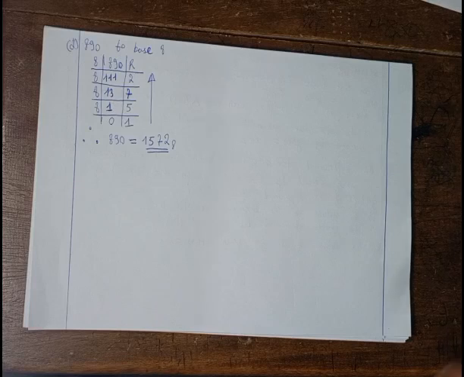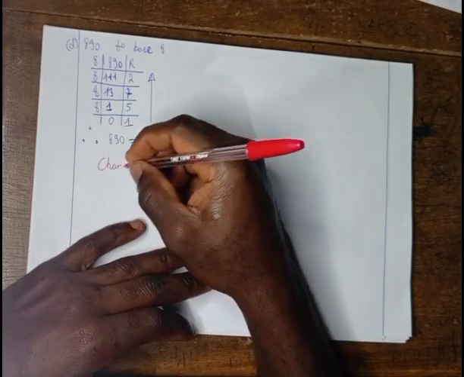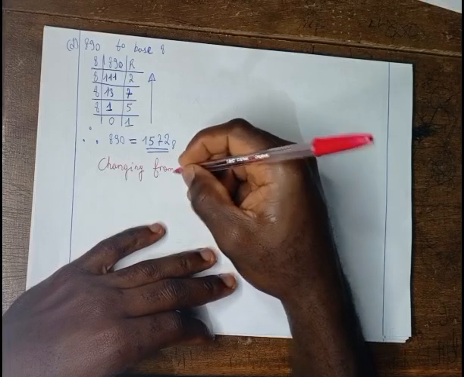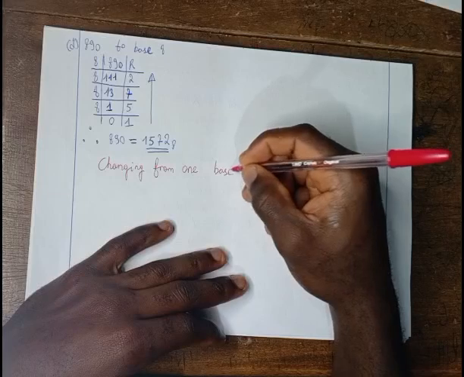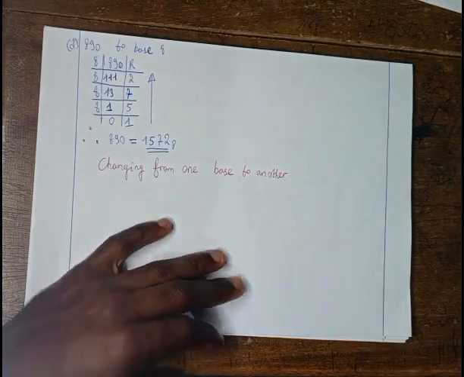Next thing we are going to treat now is changing from one base to another. How we can change, for example, a number which has been given in base 2, we can change it to a new base of base 4 or base 5. Changing from one base to another base.